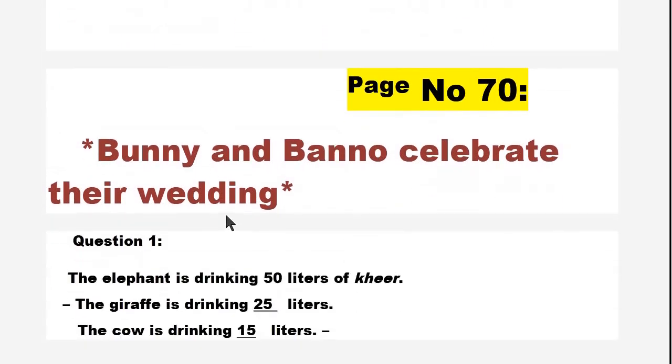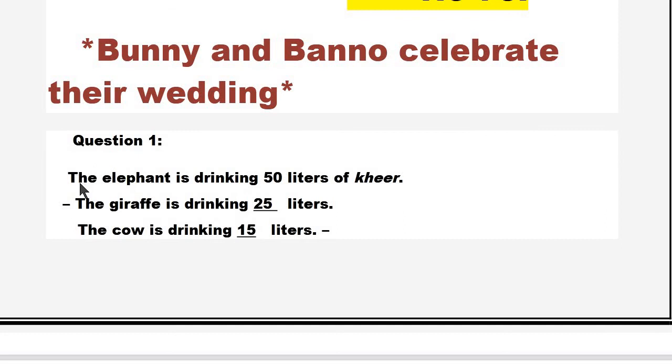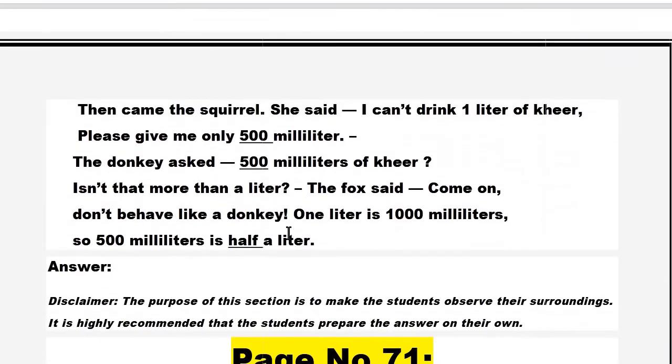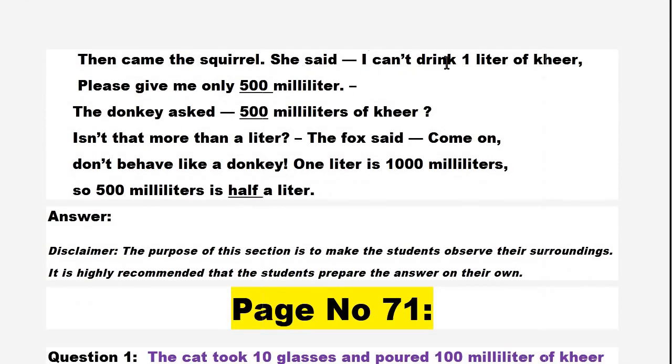Page number 70. Bunny and Banno celebrate their wedding. Question number 1. The elephant is drinking 50 liters of kheer. The giraffe is drinking 25 liters. The cow is drinking 15 liters. Then came the squirrel. She said, I can't drink 1 liter of kheer. Please give me only 500. So the squirrel drinks 500 milliliter of kheer.